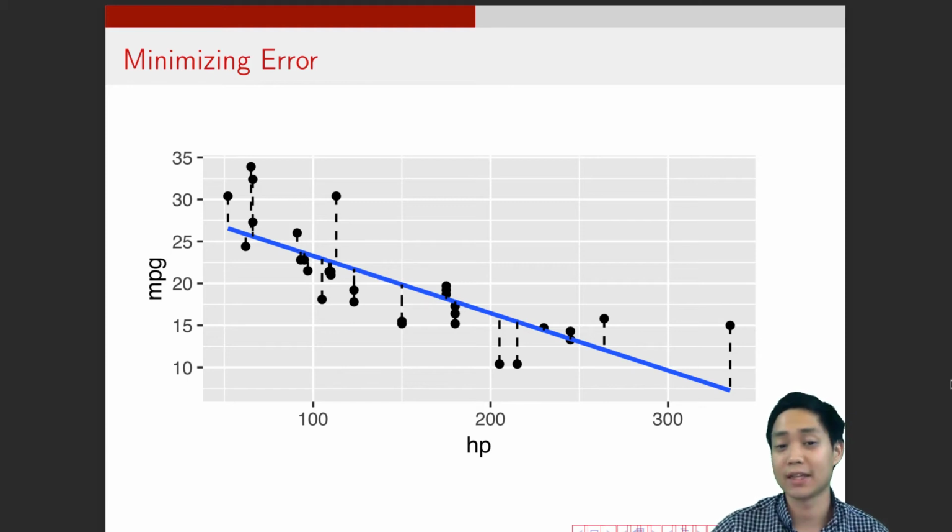If we have a blue line that's really far off from all of these points, then these dashed lines would be much longer. Squaring them and adding them up together, we would get a much higher error. So we just want to find the line that minimizes this sum of squared errors value.